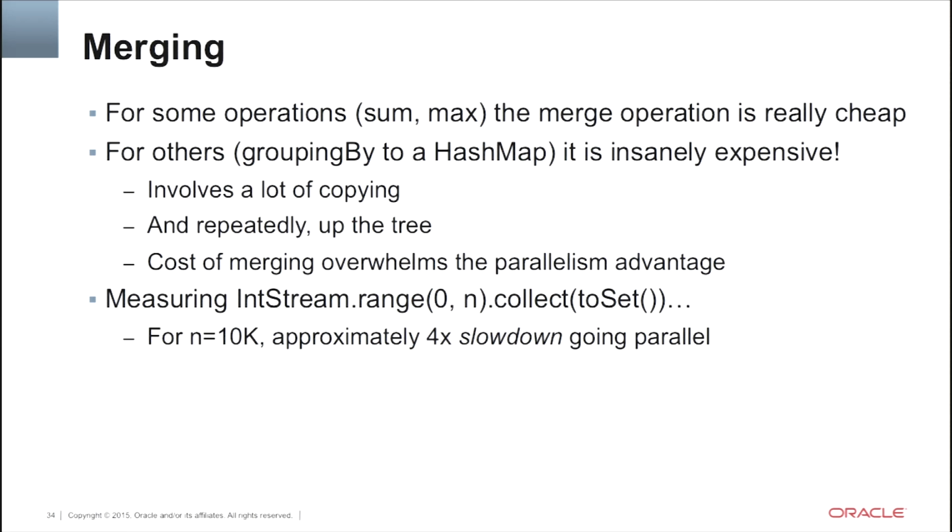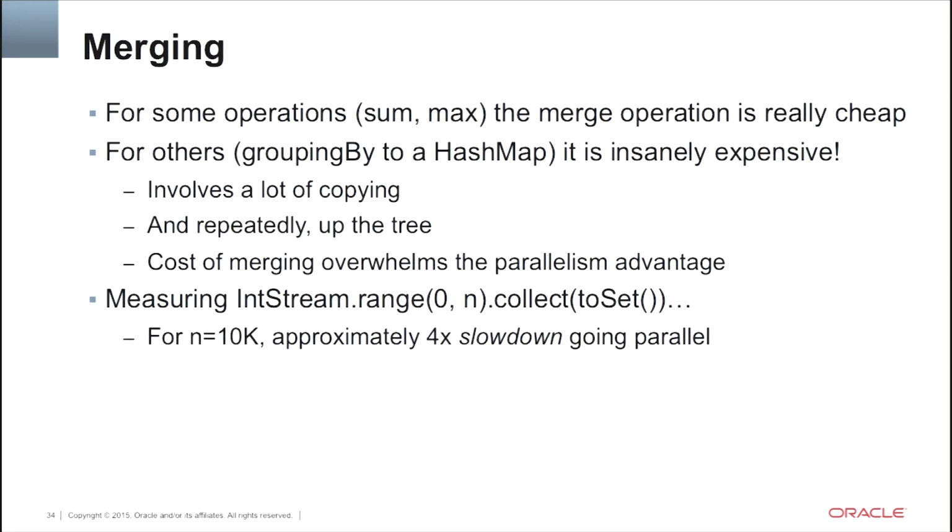Last one on our list was merging, right? Some operations are really cheap to merge, others, like grouping by to a hash map, are really expensive to merge. They involve a lot of data copying. If I do a parallel decomposition and I end up with a hash map at each leaf, then I have to combine them into a bigger hash map, and then combine those into a bigger hash map, and there's a lot of data copying going on, and this often overwhelms the parallelism advantage we get.